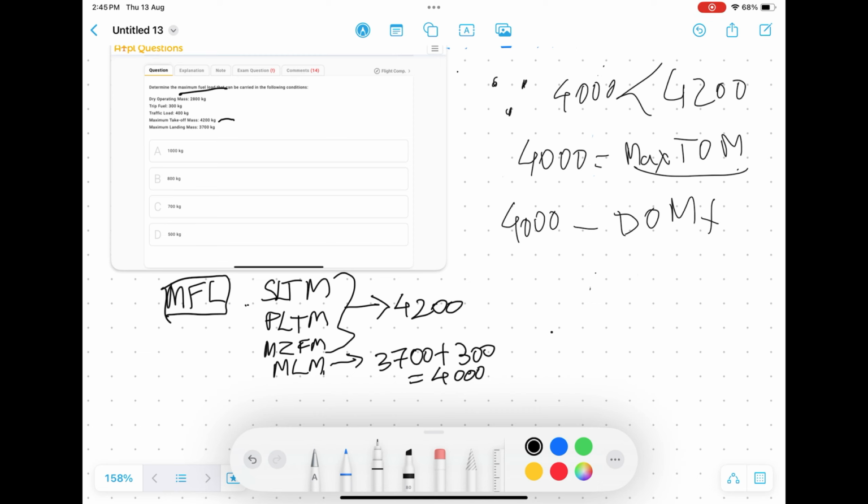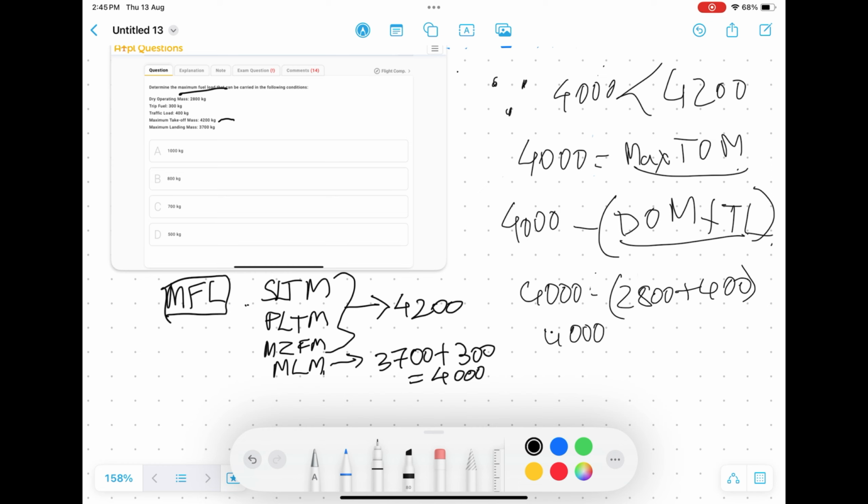So the maximum fuel load can be 4000, which is maximum takeoff mass, minus dry operating mass plus traffic load, which happens to be 2800 plus 400, 3200. So it's 4000 minus 3200, which comes out to be 800. So answer is B, 800 maximum fuel load.